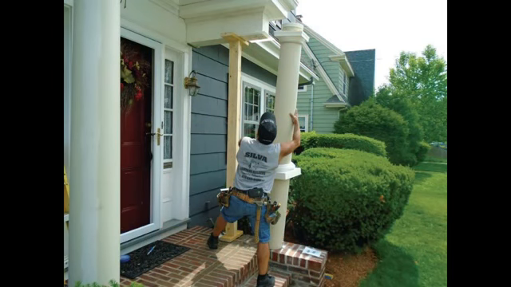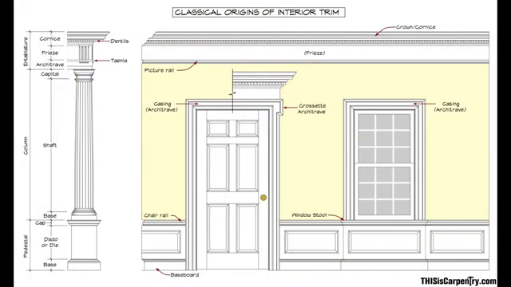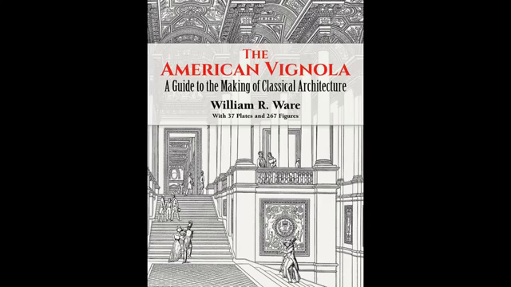I mean, the columns for the portico you're building are 8 feet tall, or the ceiling height of the room you're trimming out is 9 feet tall. And for the small details, who wants to figure out the actual measurement for 11 2/3 minutes? For me, a more practical approach can be found in William Ware's book, The American Vignola, first published in 1904. Ware starts by pointing out that according to Vignola, the entablature and column share a fixed proportional relationship that's the same in all of the orders.